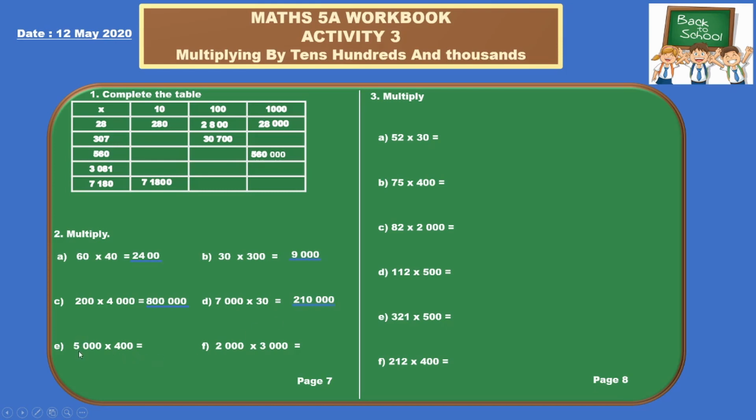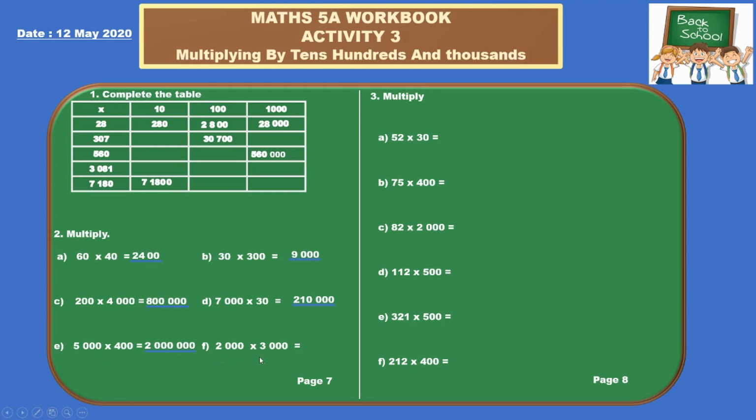Next, 5,000 times 4,400. 5 times 4 is 20. Then count how many zeros? 1, 2, 3, 4, 5. Then what is your answer? It is 20 million. Then underline in blue.